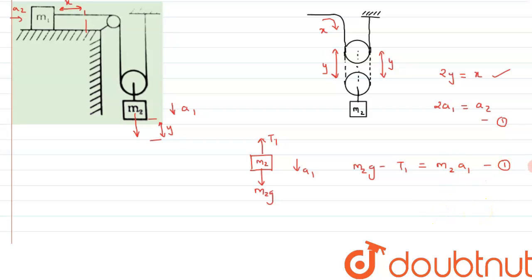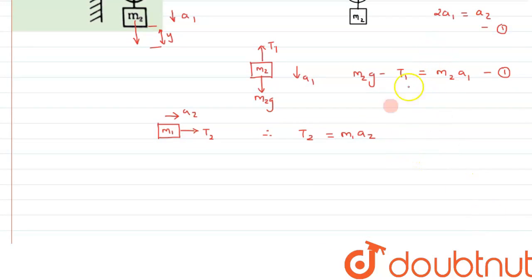If we make the FBD of block M1, here it is acting tension. As we can see, the string is different now, so the tension will be T2, and let's say the acceleration is A2, which we have assumed already. Therefore from here we can say T2 is equal to M1A2. We have already developed the relation of A2 as twice A1, so T2 can be written as 2M1A1, and we can give the reason as from 1.